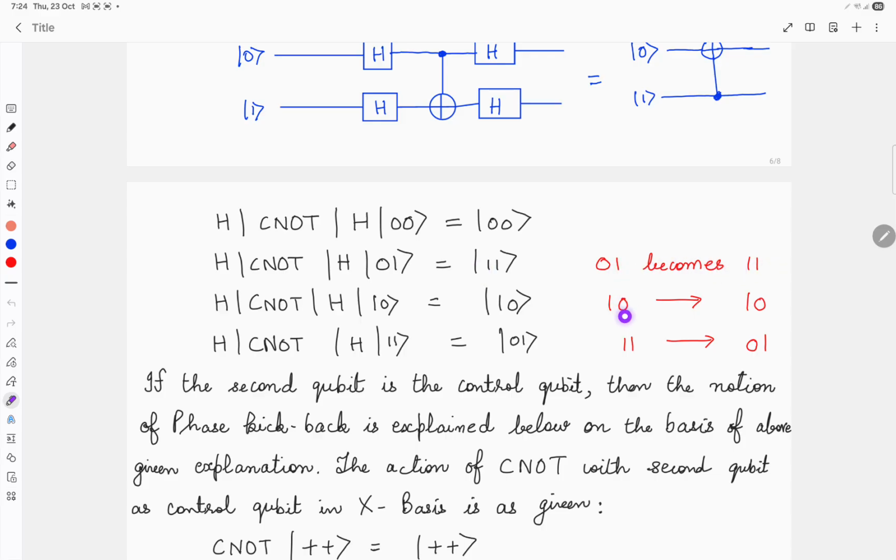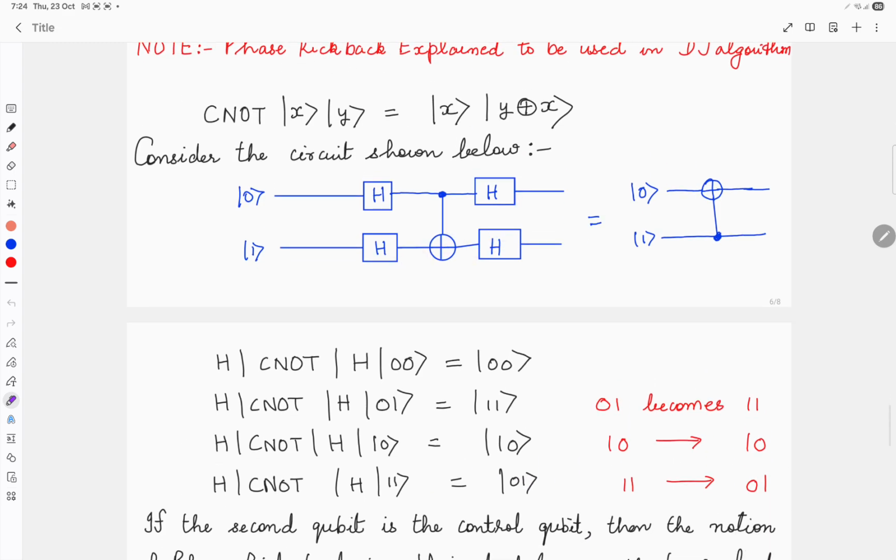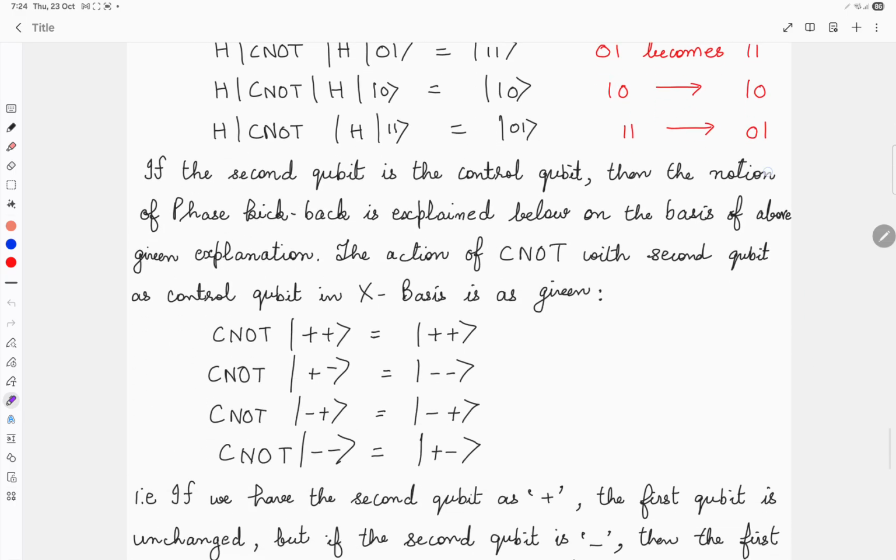1 0, second qubit is 0. It will remain as it is. |11>, so that means the second qubit is 1. The first qubit will be complemented. So we'll get 0 1. So this circuit only explains the CNOT gate like this, where the second qubit is the control qubit and the first qubit is the target qubit.